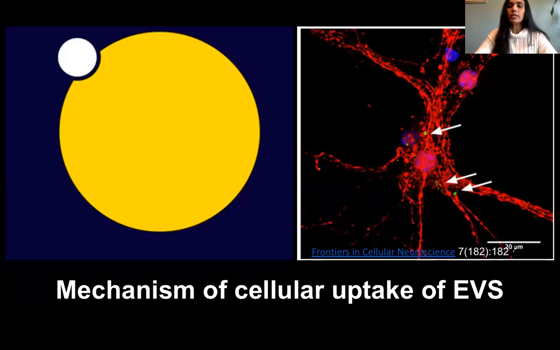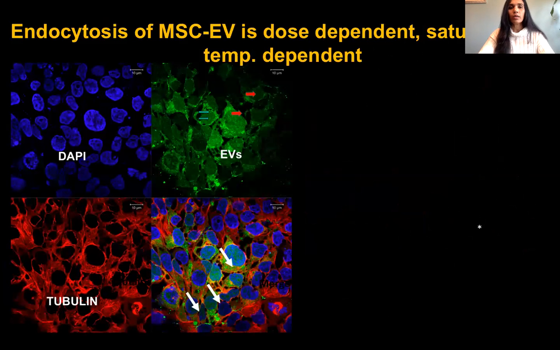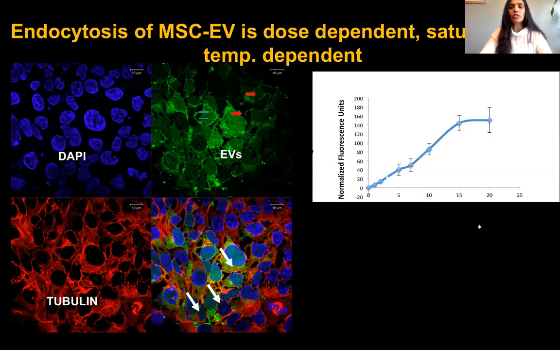Now the next question is, how do neurons take up these EVs? What is the method of endocytosis of these EVs by the neurons? The first step that we did was to find out whether this process of EV endocytosis is time dependent and saturable. For that, just to understand the endocytosis, we added the EVs to the cells and then co-stained with tubulin.